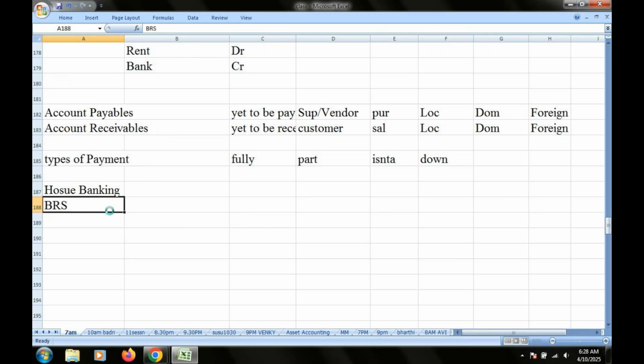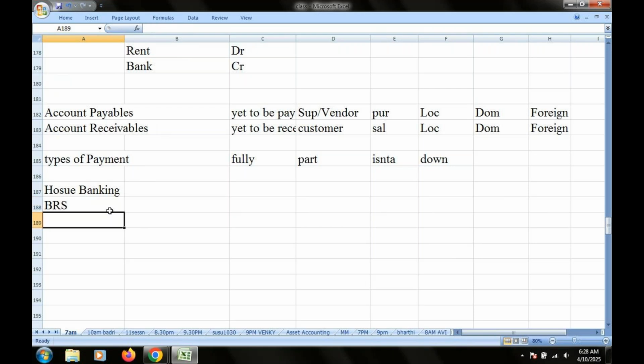Here BRS stands for bank reconciliation statement. Why we do BRS: sometimes my company books show some balance, and my bank passbook shows a different balance. In those scenarios, we get the statement from the bank and do the reconciliation with our company books. This process we call BRS. BRS stands for bank reconciliation statement.